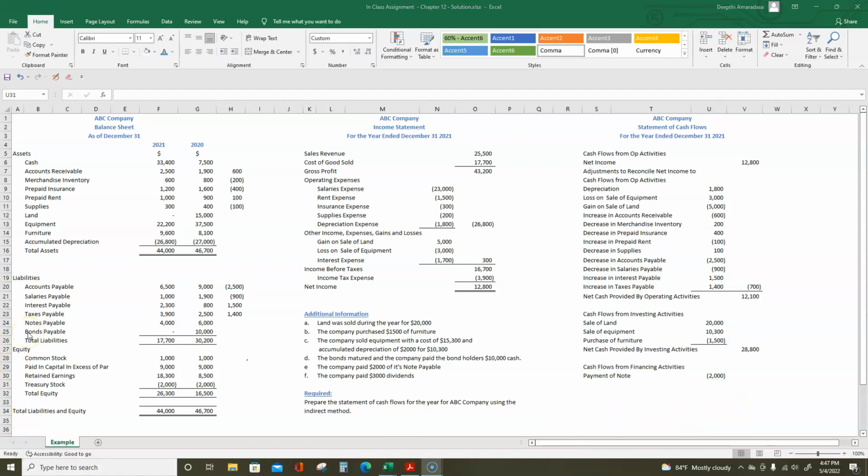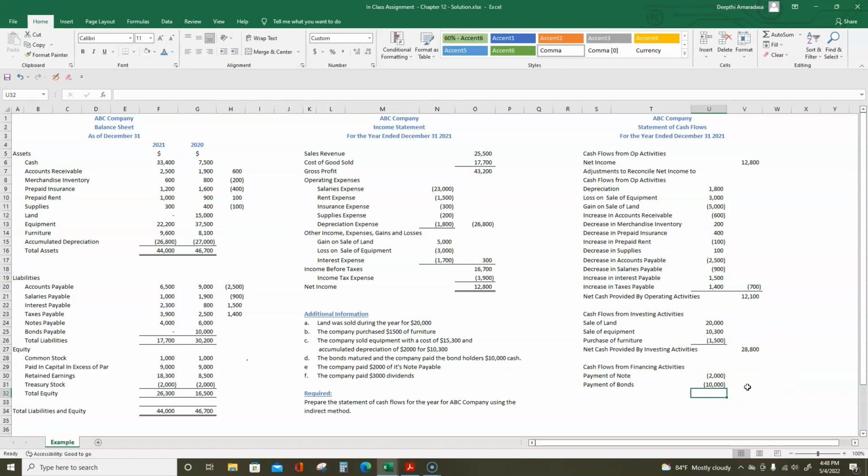The next long-term liability is bonds payable. Did bonds payable change? Yes, it did. There was $10,000 worth of bonds in 2020, but there was nothing in 2021. Let's look at the note. Note D says the bonds matured and the company paid back the bondholders $10,000 cash. Bonds payable are liabilities, which are debts of the company, and if the company paid that debt off, money went out of the company. So we're going to say payment of bonds, negative $10,000.